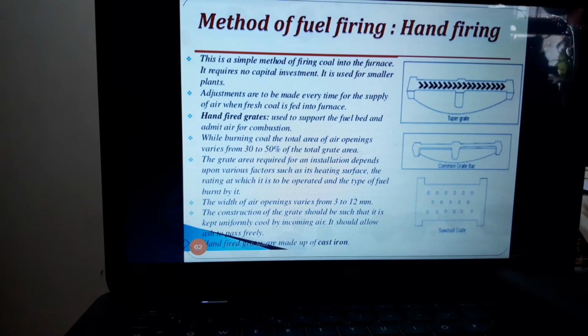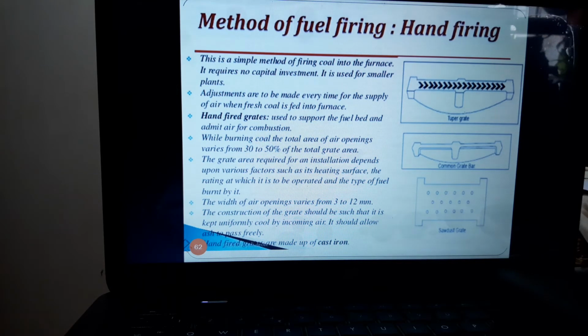Now this hand firing is a very simple method of firing, and it requires no capital investment, and it is used for smaller plants. As I said, adjustments are to be made every time for the supply of air when fresh coal is fed into the furnace in case of hand firing. There are hand fire grates available in the hand firing method, which are used to support the fuel bed and admit the air for combustion.